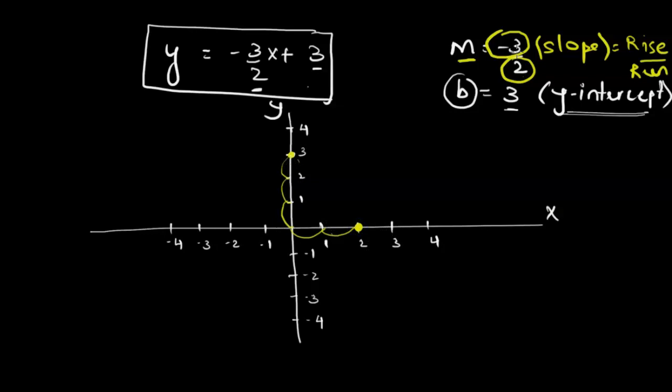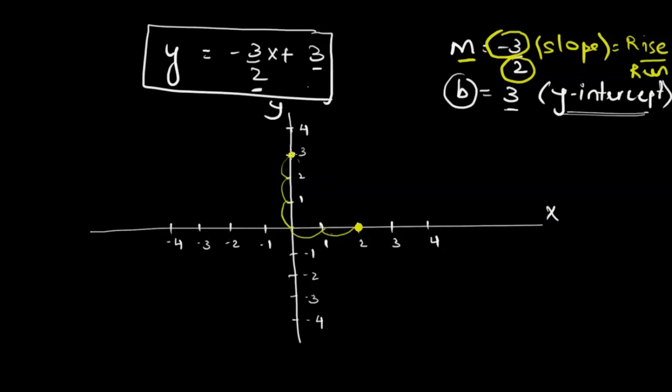Rise always means walking on the y-axis. Run always means walking on the x-axis. Negative rise means walking down the y-axis. Positive rise means walking up the y-axis. Positive run means walking right on the x-axis. Negative run means walking left on the x-axis.